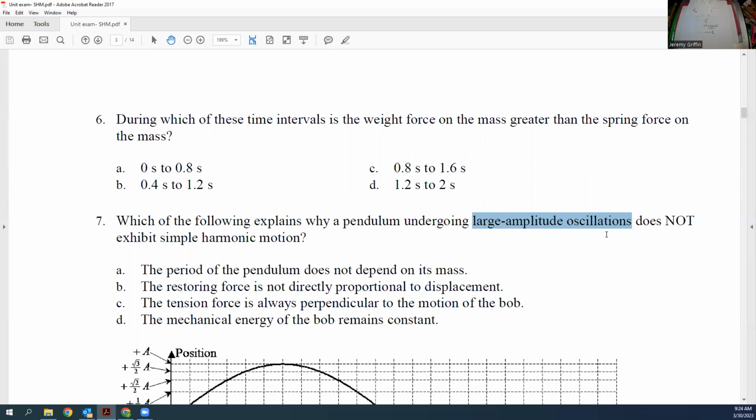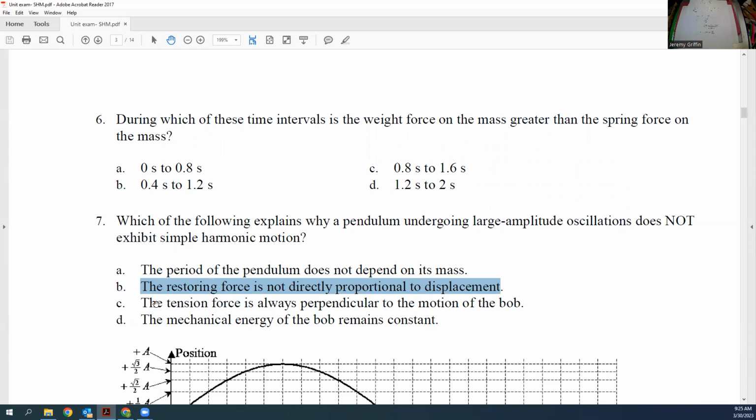And so what if you went to like 45 degrees? Maybe that whole T equals 2 pi square root L over g starts to get a little wonky and doesn't work exactly. Right? And so why would that be? Let's go through these one by one and see what looks like the best answer. The period of the pendulum does not depend on its mass. Okay, well, that's kind of true anyway, as long as the mass is all concentrated in the bob, but I don't think it really has to do with the angle you pull it out. That's probably not the best answer. The restoring force is not directly proportional to displacement.